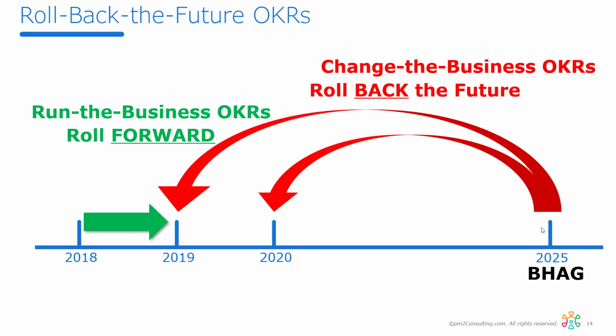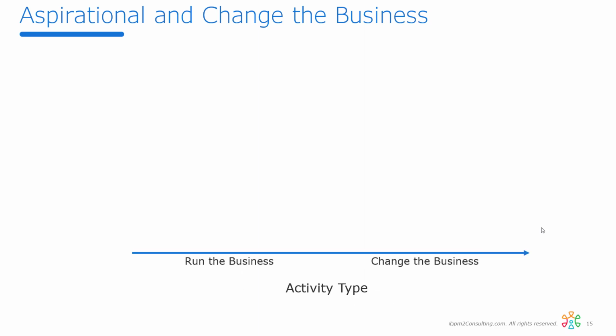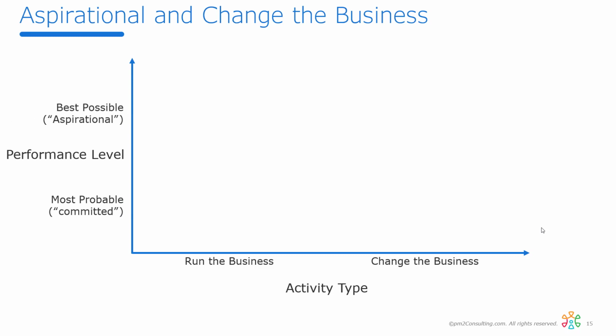Let's try to combine those things together. Down the bottom axis, we'll put in the activity type. So that's run the business versus change the business. And then on the vertical axis, we'll put in the performance level. So most probable versus best possible. And of course, we can put together our standard 2x2 to analyze them.